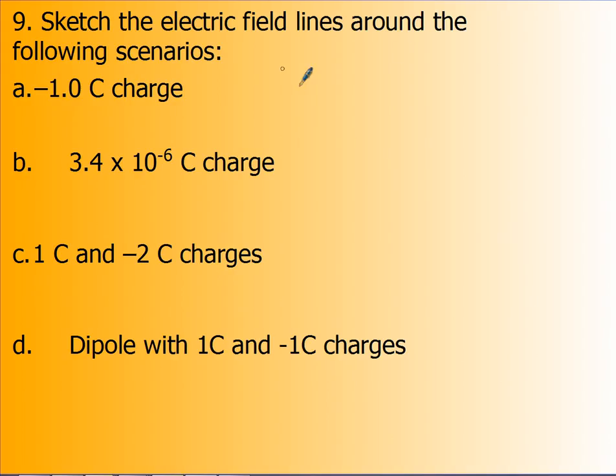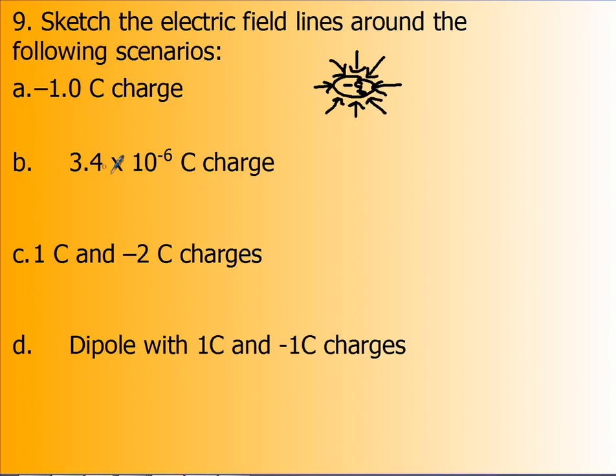Now, sketch the electric field lines around the following scenarios. A negative charge, so I'm going to put a negative Q. Now, remember, they're radial. It always starts on positive, ends on negative. So you want to make something that looks kind of like this. Make yours straight.